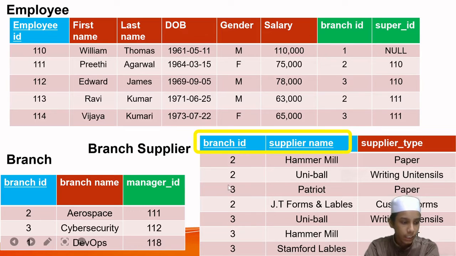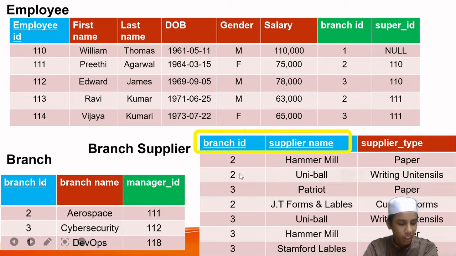So we can see that here hammer mill supplies paper to branch ID 2. What is he supplying? Supplier type is paper. And hammer mill is supplying paper to which ID? Branch ID is 2, and here we can check branch ID 2. So hammer mill is supplying paper to the aerospace branch. So inside this branch supplier table we are able to define which different suppliers are supplying what to which different branches.